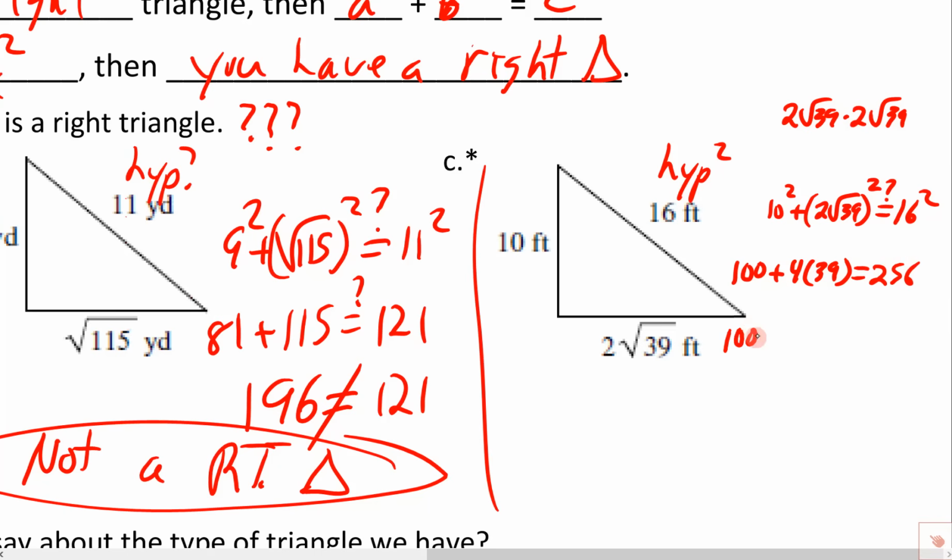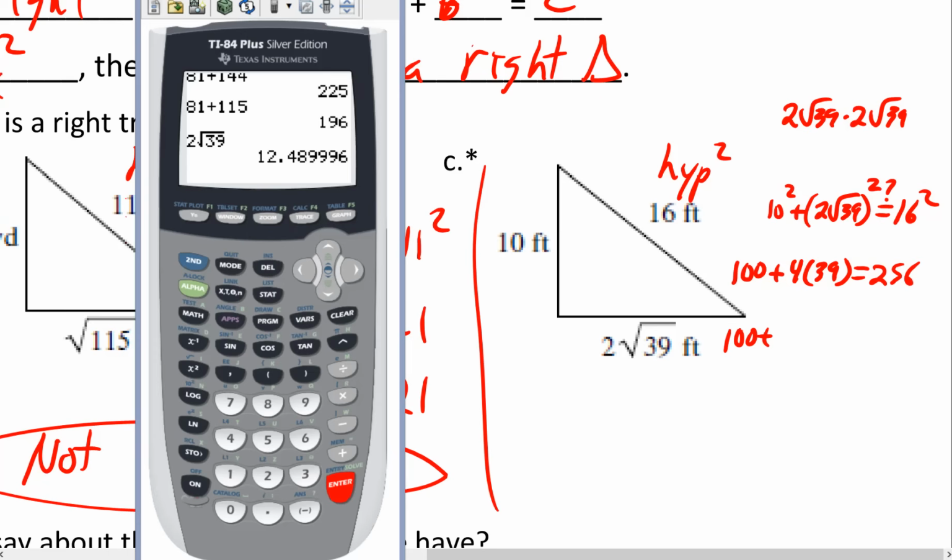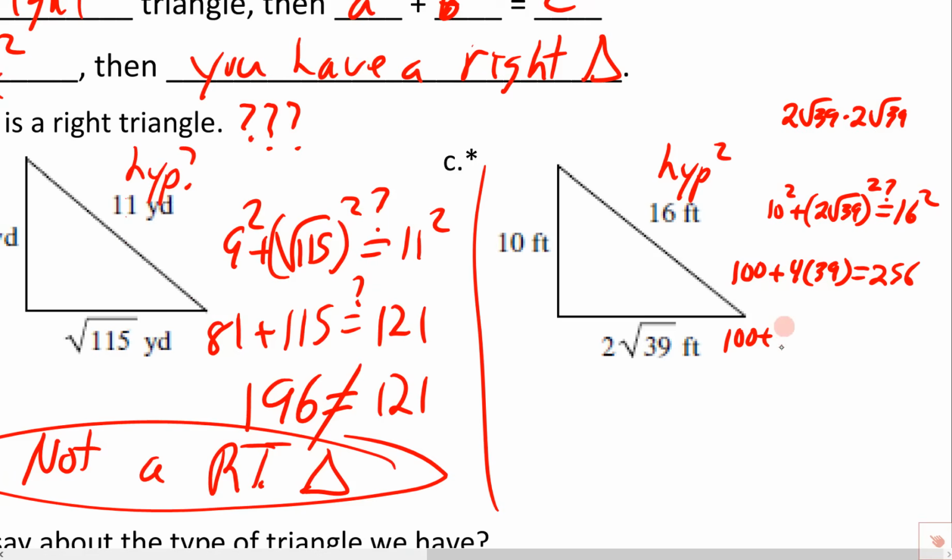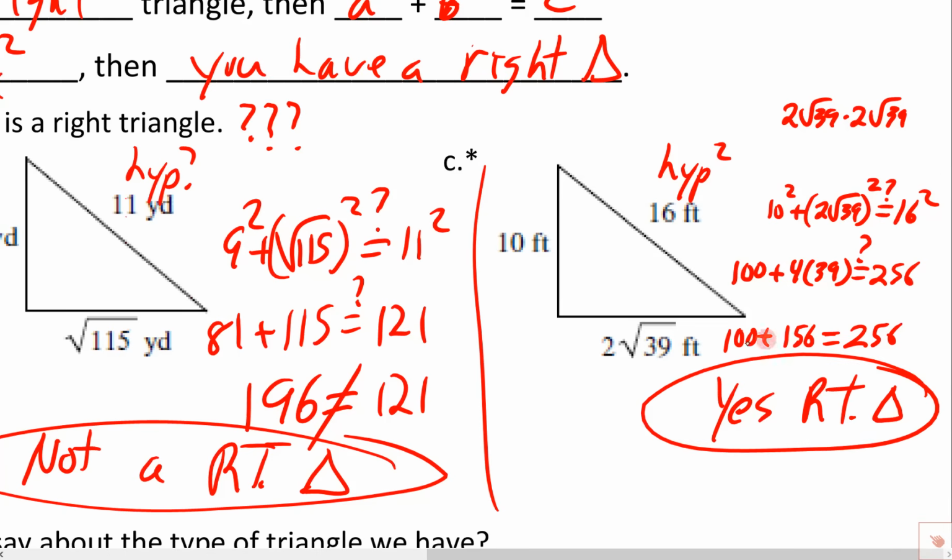So let's check on our calculator. Let's hope this works out right here. 4 times 39 equals, that's 156. So 156, question mark right there, 256, and those two things are equal. So yes, this is a right triangle, okay? Because 256 would equal 256.